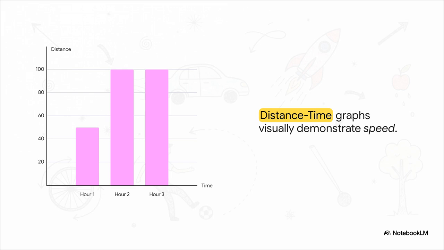A steep upward line means the train is covering a whole lot of distance in a short amount of time. So when you look at that steep upward line, don't just see math. Picture yourself comfortably sitting on an express train, rapidly speeding past all that highway traffic. Conversely, a flat horizontal line means time is ticking by but no distance is being covered. That perfectly represents the moments your train is stopped at a station to let passengers on and off.